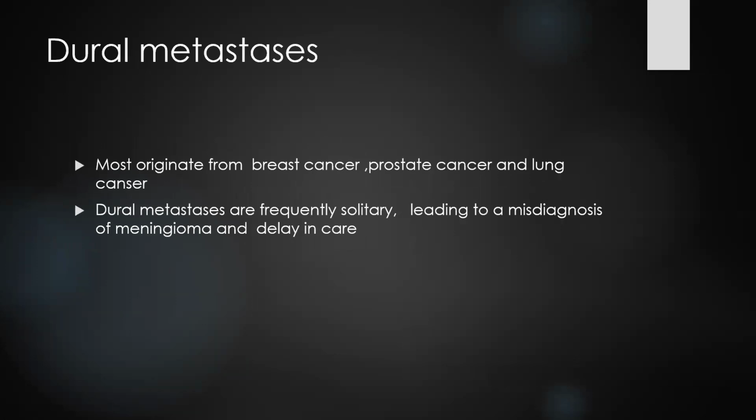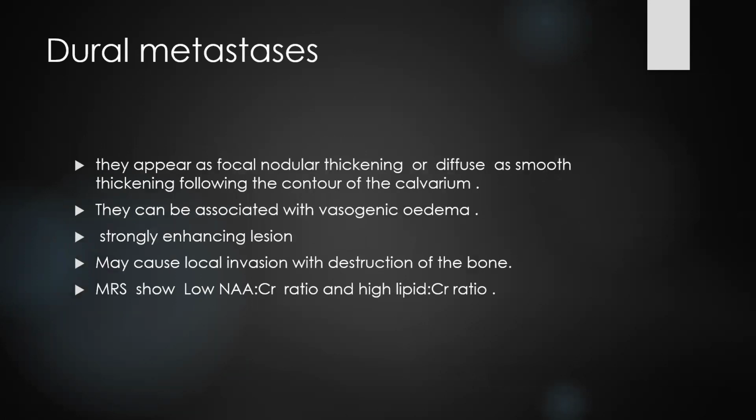One of the differential diagnoses of meningioma is dural metastasis, most originating from breast cancer, prostate cancer, and lung cancer. Dural metastases are frequently solitary, leading to misdiagnosis of meningioma and delay in care. They appear as focal nodular thickening or diffuse smooth thickening following the contour of the calvarium. They can be associated with vasogenic edema. A strongly enhanced lesion may cause local invasion with destruction of the bone. On MRS, they show a low NAA to creatine ratio and high lipid to creatine ratio.